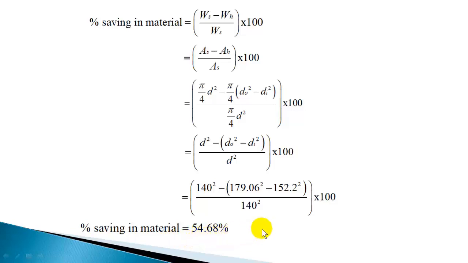54.68. So by replacing the solid shaft by this hollow shaft with the diameter ratio 0.85, you can save 54.68% of material.